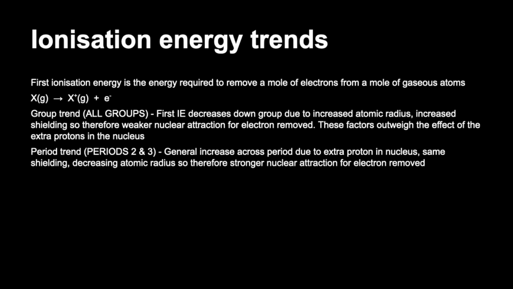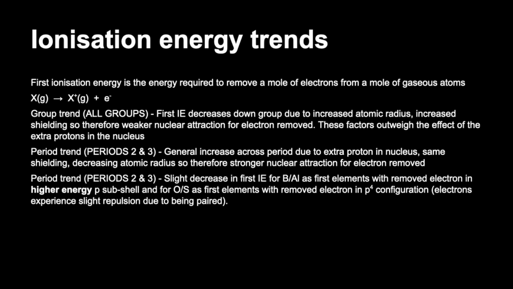Period trend, so all we need to worry about is periods 2 and 3. There's a general increase across these periods due to the extra proton in the nucleus, the same level of shielding, and a decreasing atomic radius. Because of that, there's a stronger nuclear attraction for that electron removed.